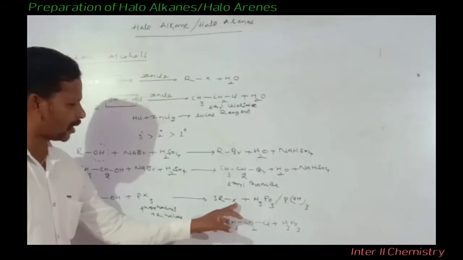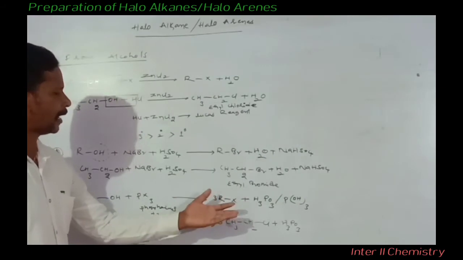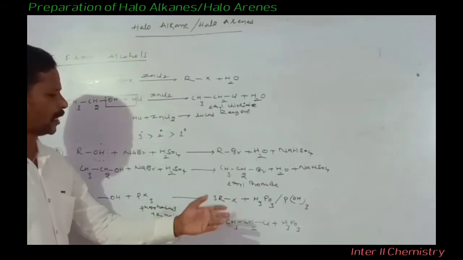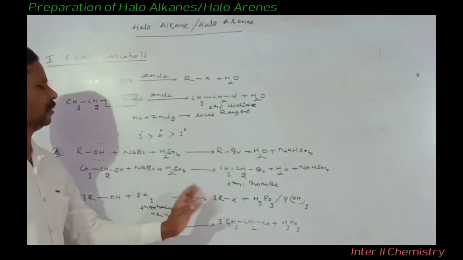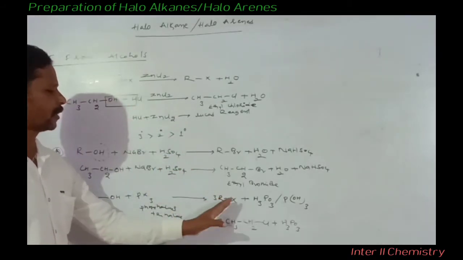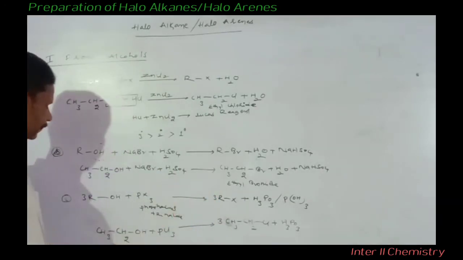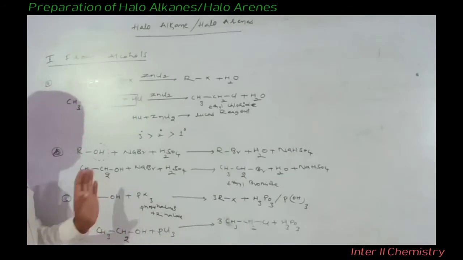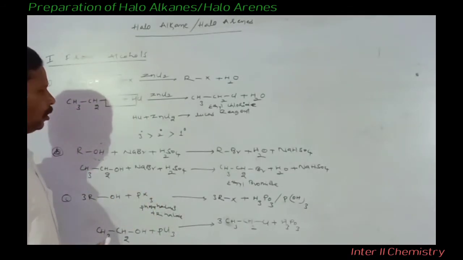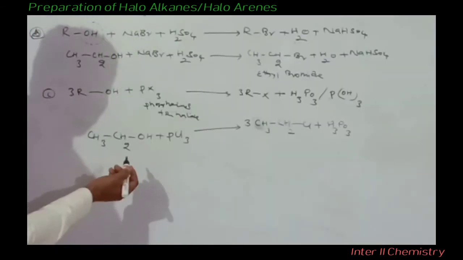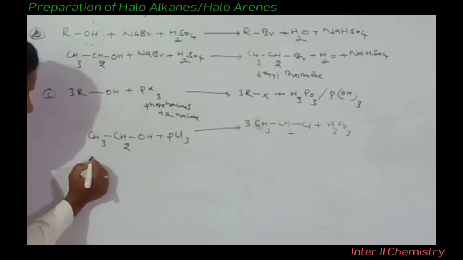This is common whatever the halogen may be: chloride, bromide, iodide. So this is the reaction with phosphorus trihalide, and we can prepare haloalkanes. Now alcohols react with phosphorus pentachloride.